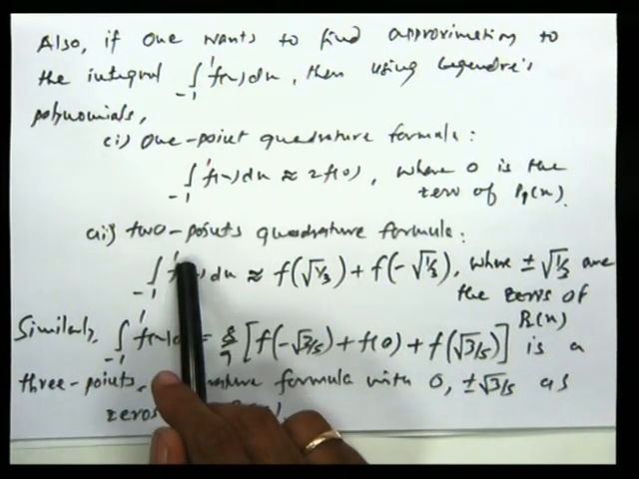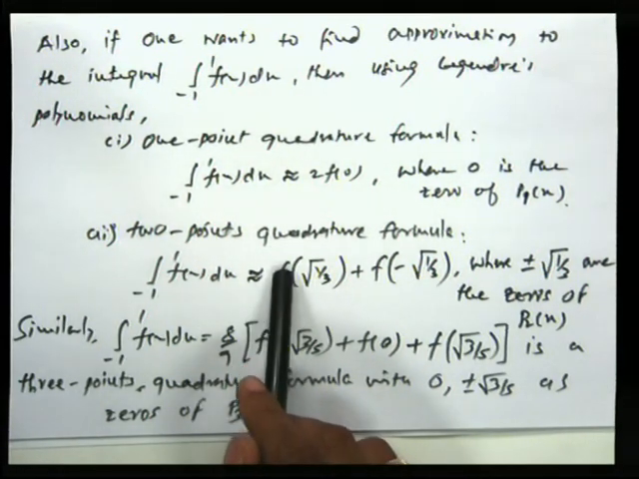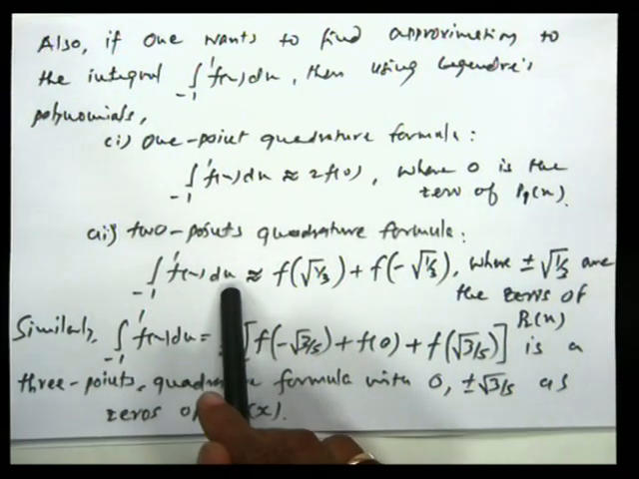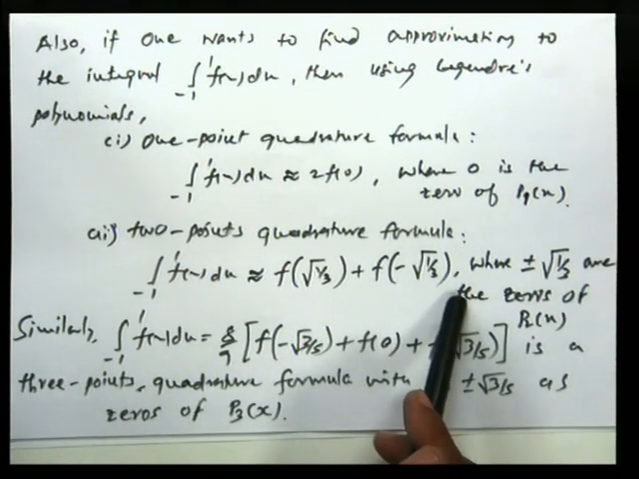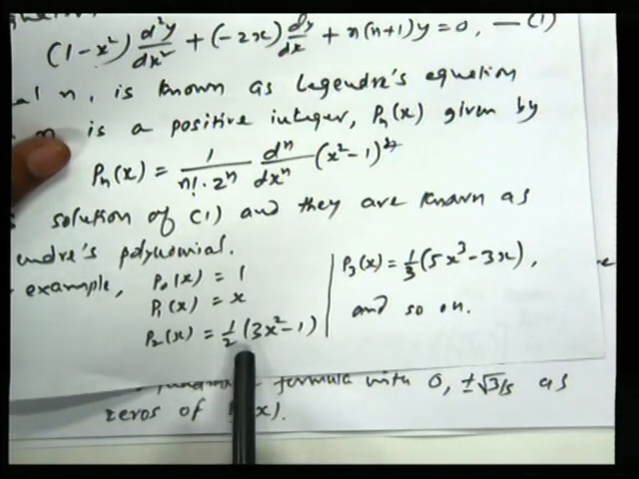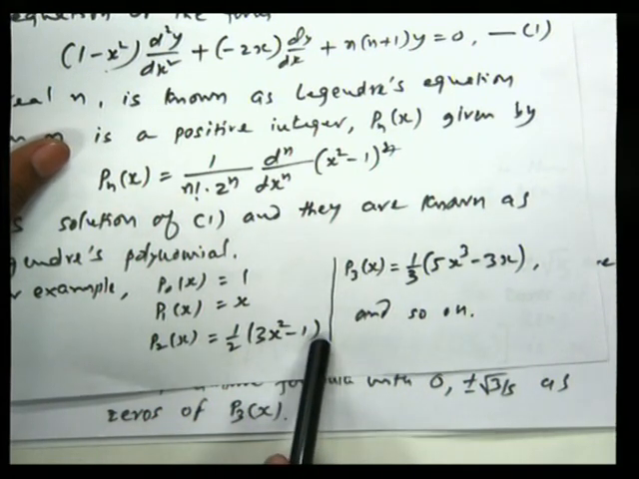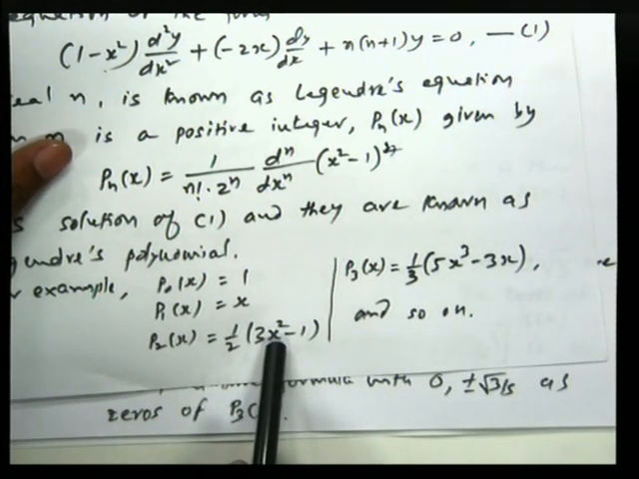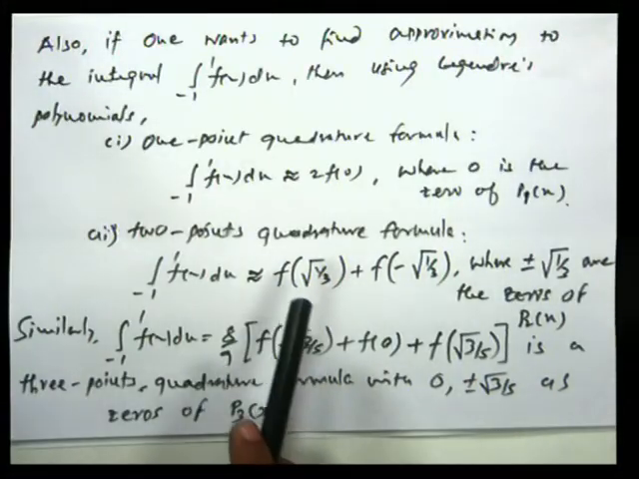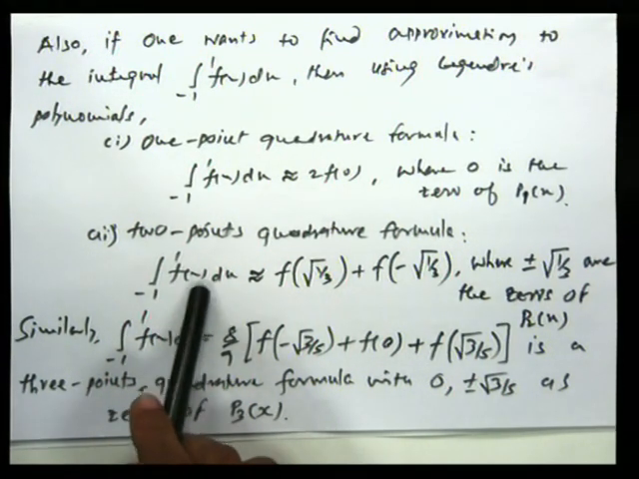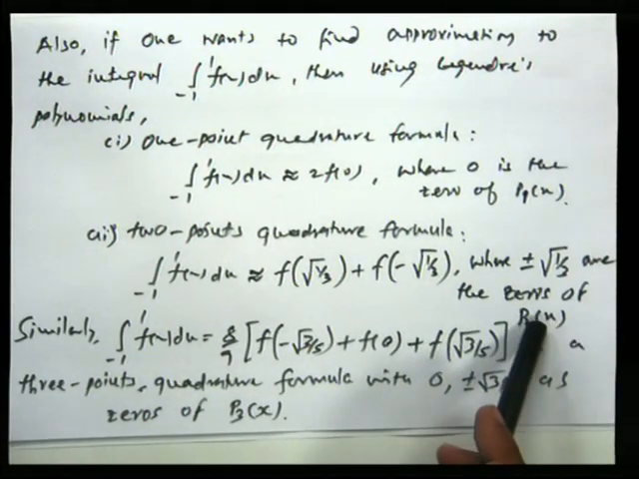Similarly, if we try the 2 point quadrature formula, we get the integral from minus 1 to 1 of f(x) dx as f of root 1 by 3 plus f of minus root 1 by 3, and we know that this is the Legendre polynomial of degree 2. So what are the zeros of this? If I equate it to 0, I get the value of x as plus or minus 1 upon root 3. So we can find the approximate value of the integral using the 2 point quadrature formula in terms of the zeros of the Legendre polynomial.